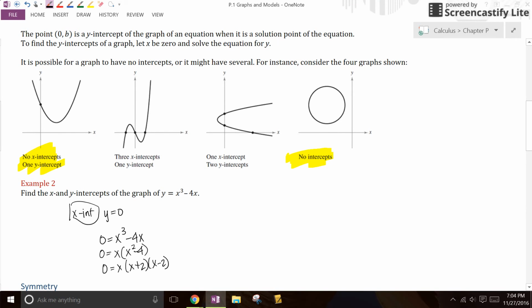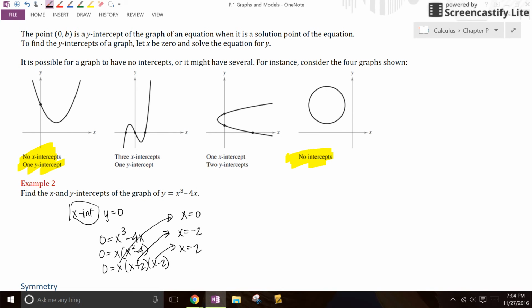And so what were my 3 answers? Well, this guy says x is 0. This guy says x is -2. And this guy says x equals 2. Now, there's something you got to remember. Those are our x-intercepts. If somebody asked you what are the values of the x-intercepts, you would say 0 and -2 and 2. They're also points.